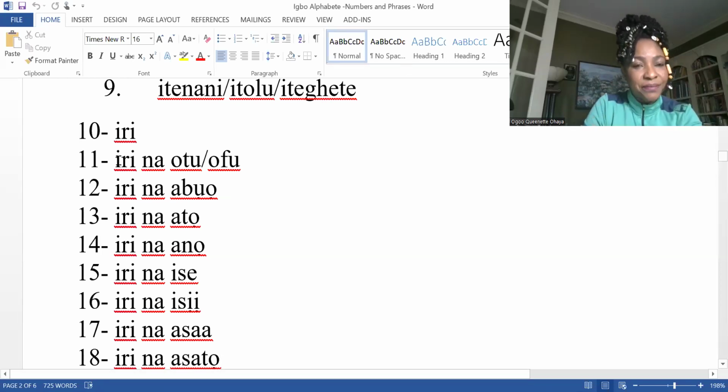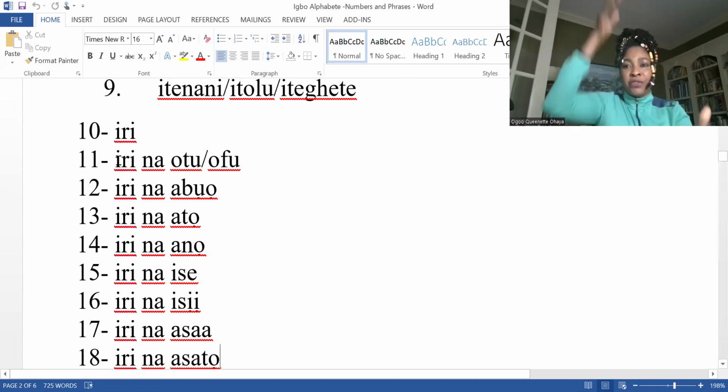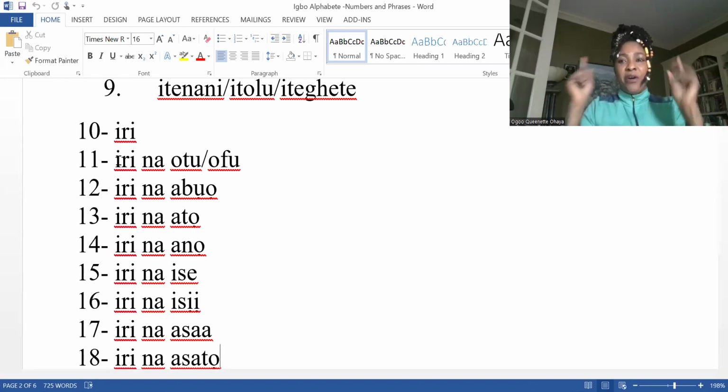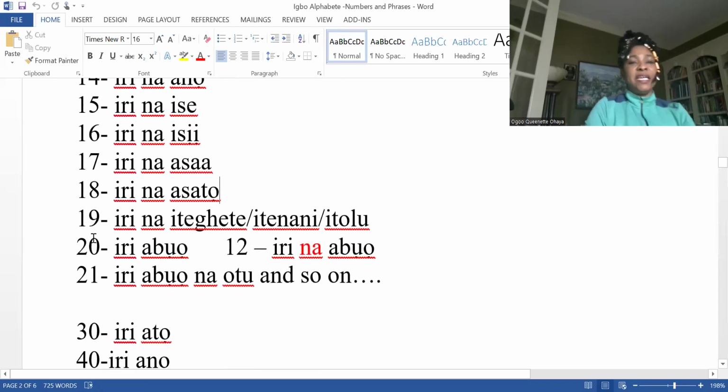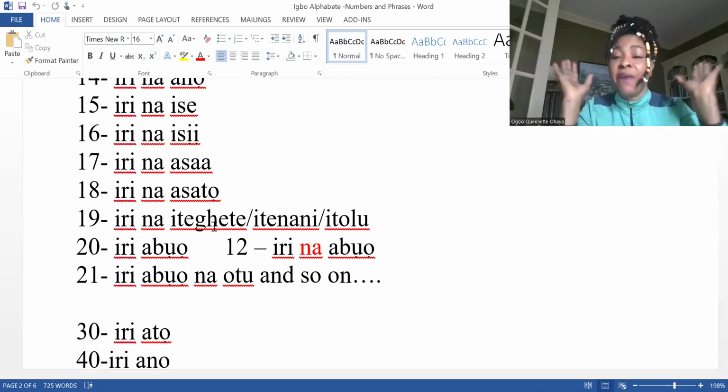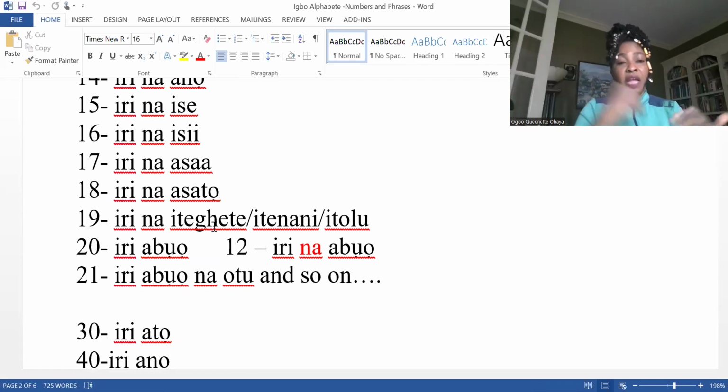Iri is 10. Now you're beginning to plug 1 to 9. Iri na otu. Iri na abụọ. Iri na atọ. Iri na anọ. Iri na ise. Iri na isii. Iri na asaa. Iri na asatọ. Iri na itoolu. You can say iri na itenaane, or you can say iri na itegete. Choose whichever one you like to say. If you want to say iri na itoolu, that's fine.